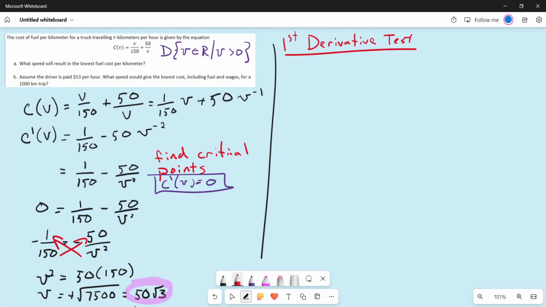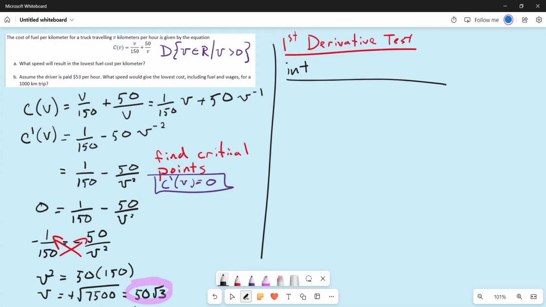So for our first derivative test, what we're going to do here is pick our intervals. We have our critical value here, so let's write that out somewhere. Actually, I have it there: v is equal to 50 root 3. That's our critical value, and for that we're going to need our intervals. So we're going to pick two intervals.